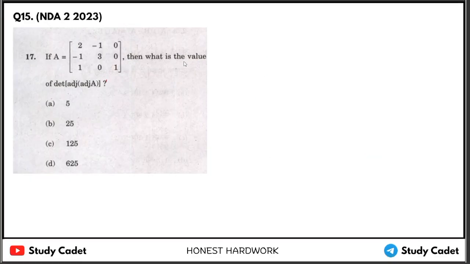If A equals this, then what is the value of the determinant of adjoint A? Okay, the simple formula is determinant of A to the power n minus 1. What is its determinant? It is a symmetric matrix. So 2 3 6 0 0 0 0 and 1. Okay, 1 minus 1, right? 5 to the power 3 is its order, so 2 squared, that will be 4. It is 625.